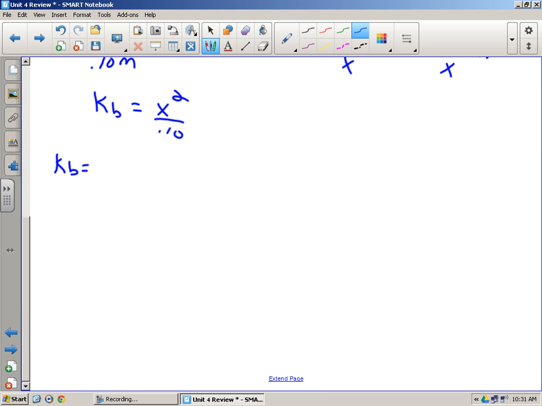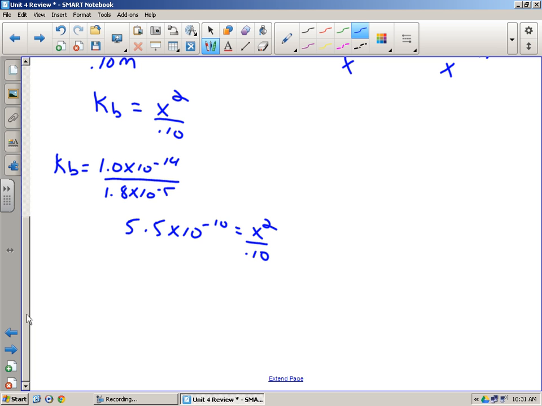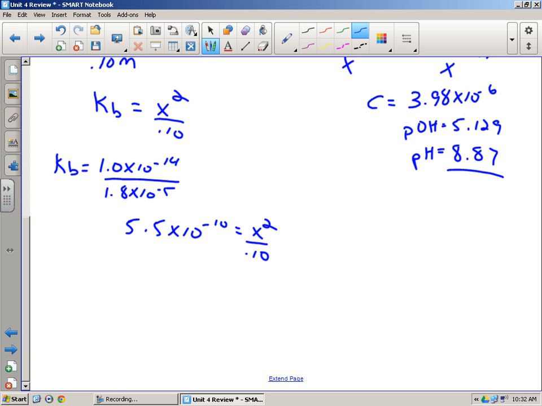Kb, by the way, is 1 times 10 to the negative 14 over 1.8 times 10 to the negative 5, which works out to be 5.5 times 10 to the negative 10 equals x squared over 0.10. X works out to be the square root, etc., times 10 to the negative 6. The pOH of that is 5.129. Therefore, the pH is 8.87. And that should be your final answer there, I believe. Okay? So this would be the concentration of the hydroxide ion. And then, of course, we'll change it to hydronium.